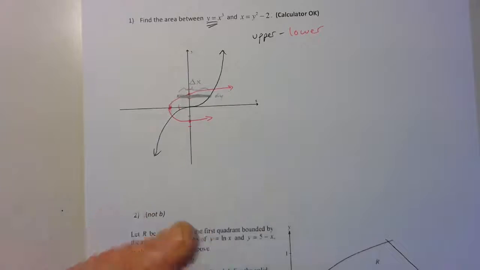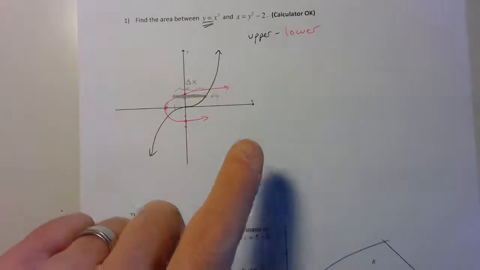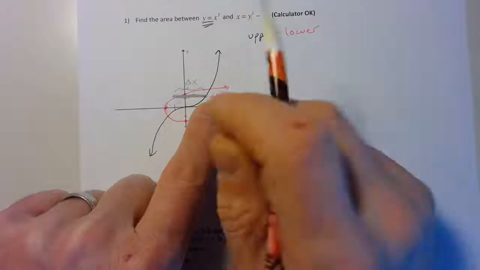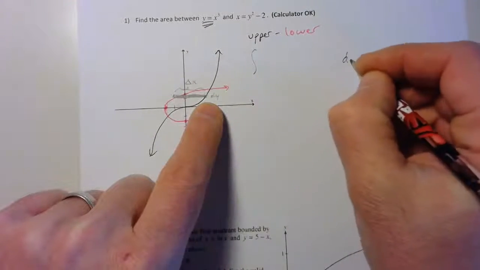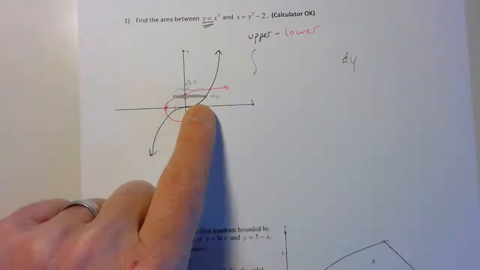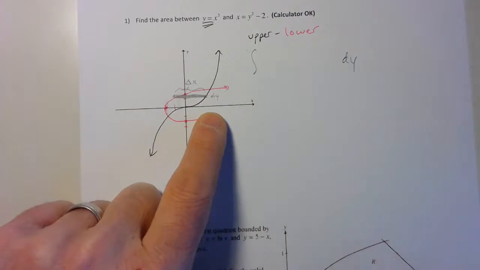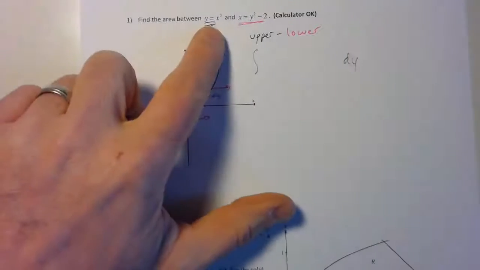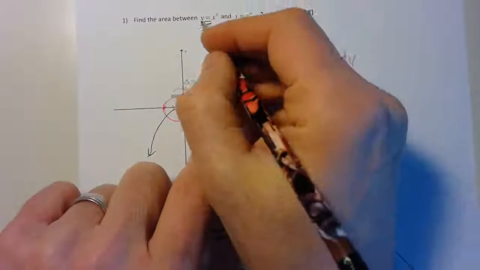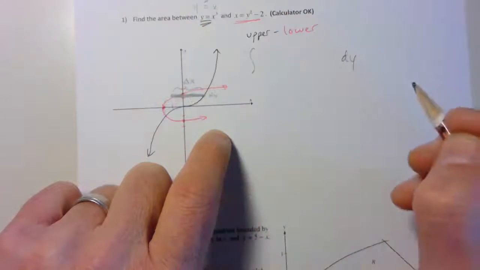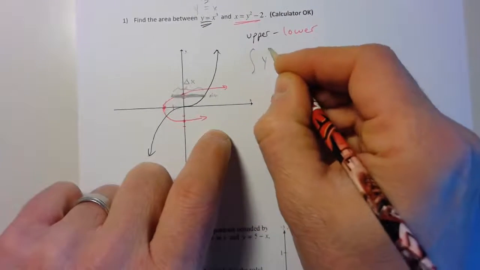So that's nice. We like that because this also tells us that since we have the dy, we need to have these equations in terms of y. When we set up our integral, because the thickness of this rectangle is dy, we have to make sure these are both in terms of y. So the upper is the function that's black, which was y equals x cubed. Wait, that needs to be in terms of y though. So I'm going to make it x equals y to the 1/3. Okay, so that's my upper function.